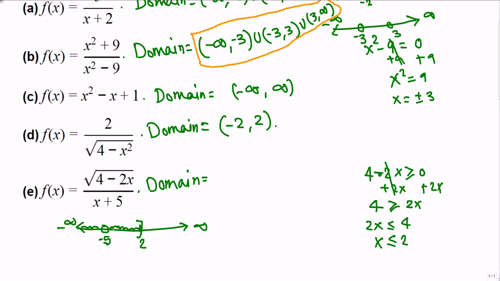But we shouldn't have negative 5, because negative 5 makes the bottom 0. So the domain is negative infinity all the way to 2, but not negative 5. We write it this way: negative infinity through negative 5, union negative 5 through 2. 2 is included, so a bracket. Look, x less than or equal to 2. Equal to means included, so a bracket.